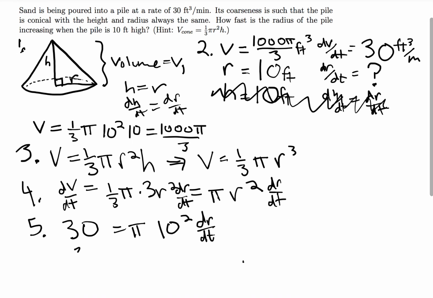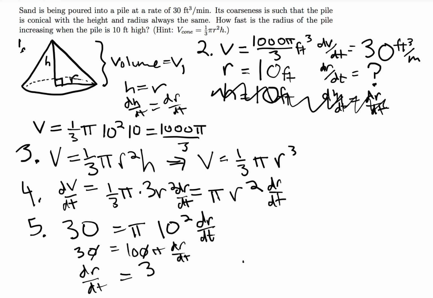If I solve, I'll get 30 is 100 pi dr dt. One thing I could do is cancel some 10s on either side here. And after I do that, if I'm solving for dr dt, I'm really taking 3 and dividing by 10 pi. So I'll go ahead and write that. 3 over 10 pi.